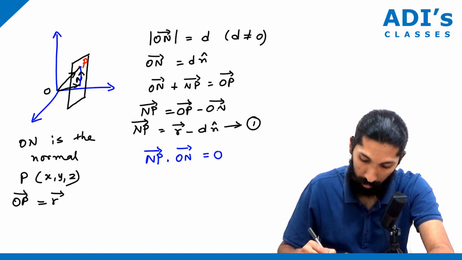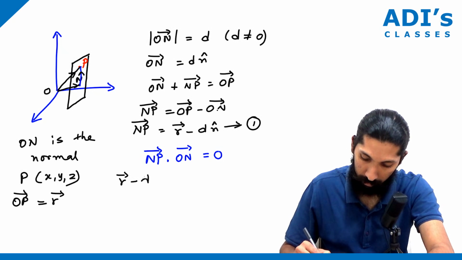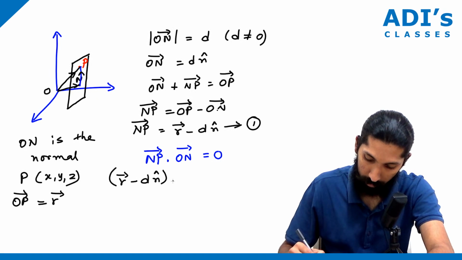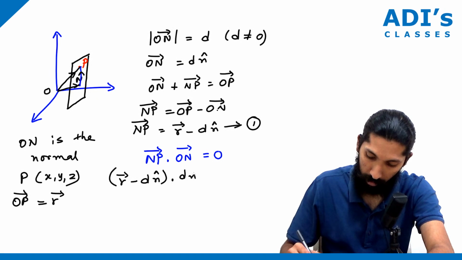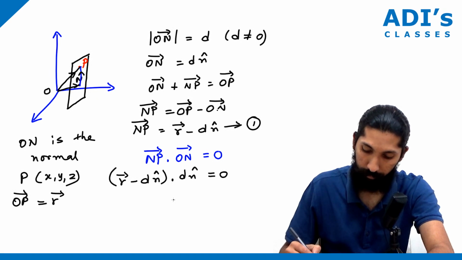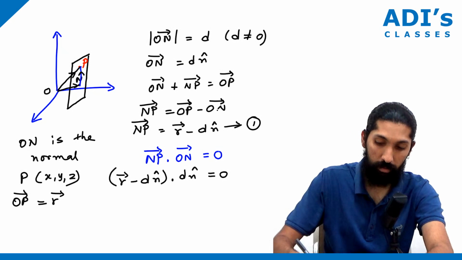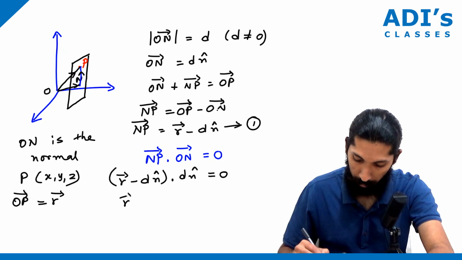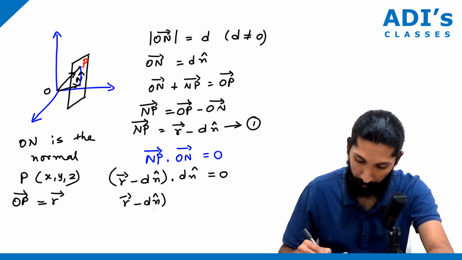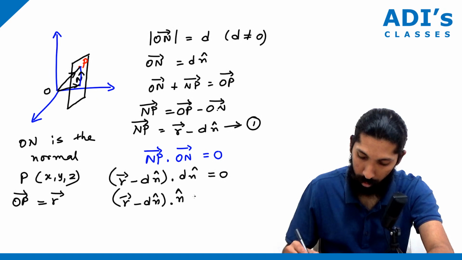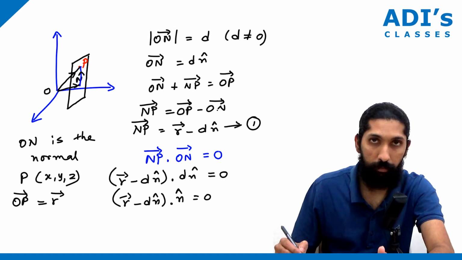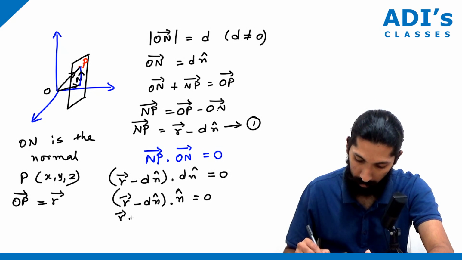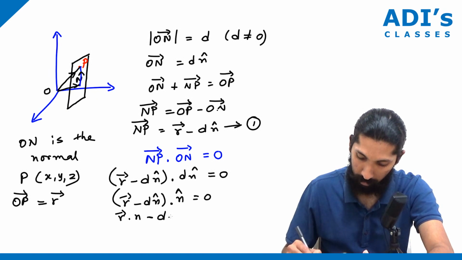That means R minus D into N cap dot D into N cap is equal to 0. Now, D is not equal to 0. That means R minus D into N cap dot N cap should be equal to 0, because D can never be 0, isn't it? So, what do we get here? R dot N minus D is equal to 0.